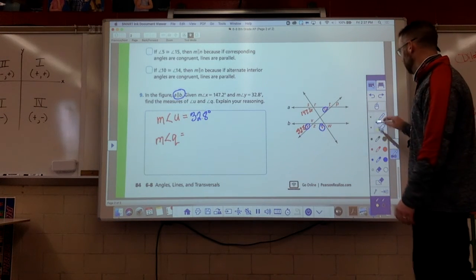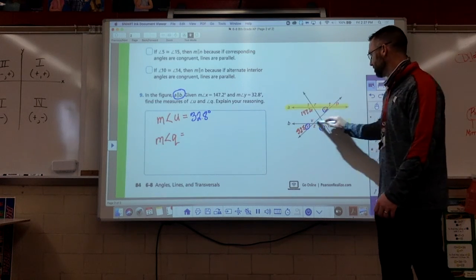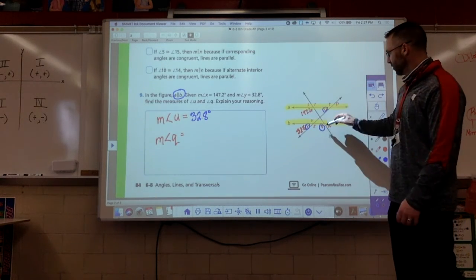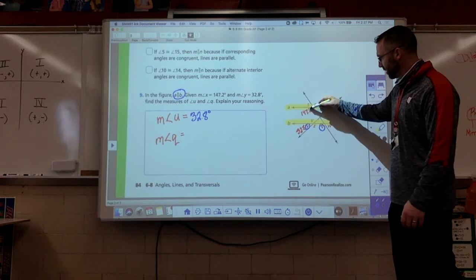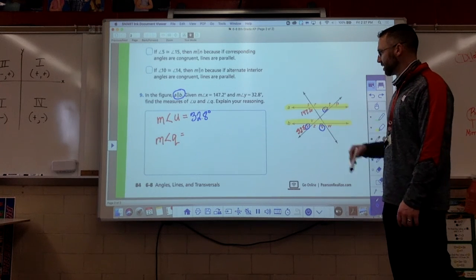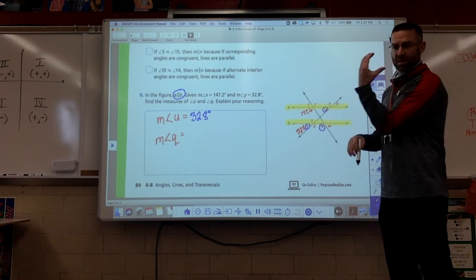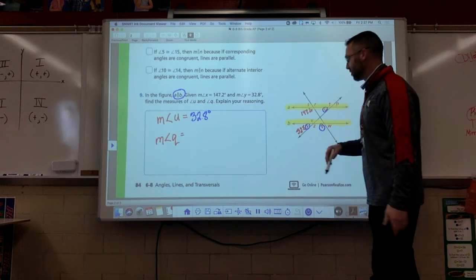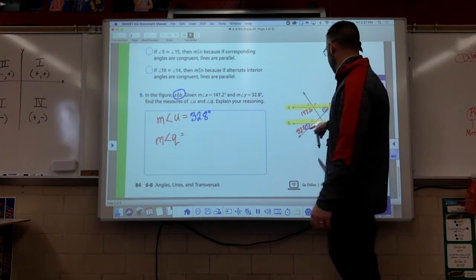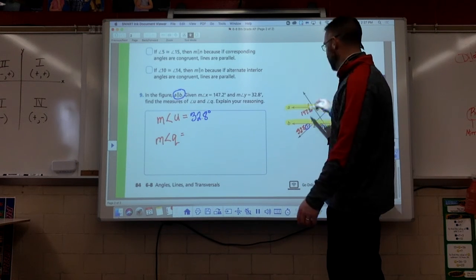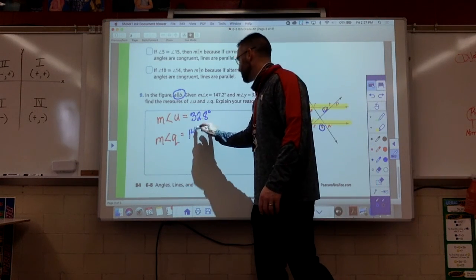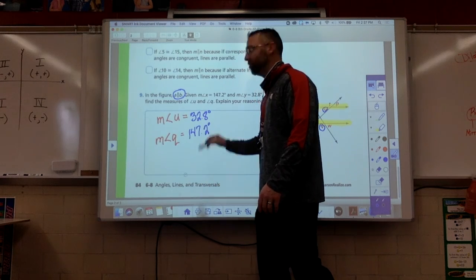Well, once again, look, here's a pair of parallel lines. We're looking for a relationship. Is there any type of relationship between this angle and this angle? Yep. Starts with a C, ends with corresponding. Those are corresponding angles, everybody. Which means they're congruent, which makes this 147.2 degrees.